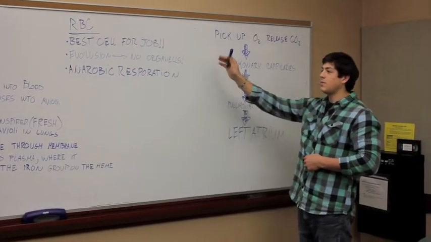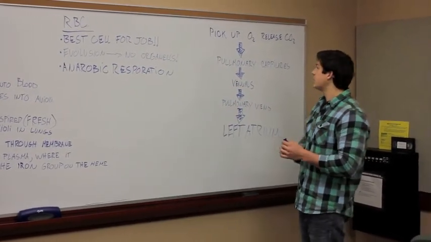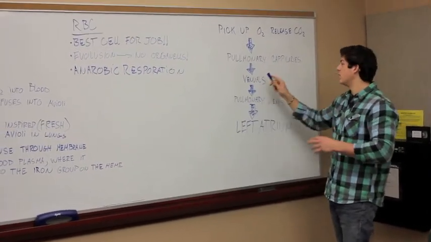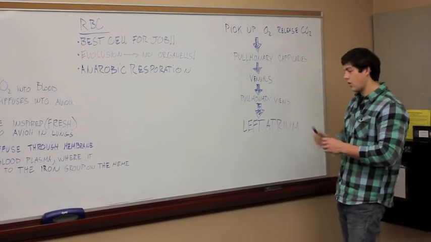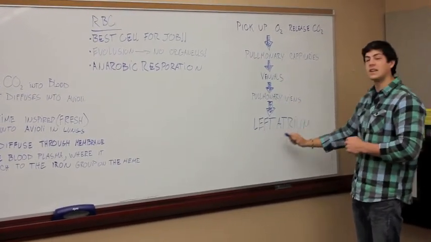So, as we say, the red blood cell now has picked up its O2 from the pulmonary capillaries. From this point, it will travel down into small little tunnels called venules. From here, it will go up that little windy road into the pulmonary veins, and then transfer into the left atrium.